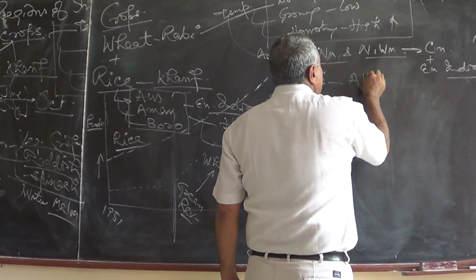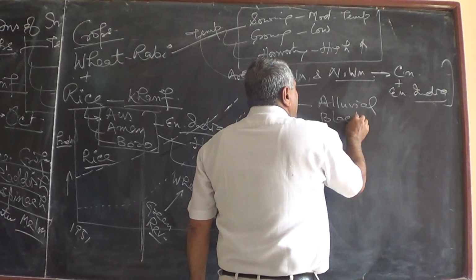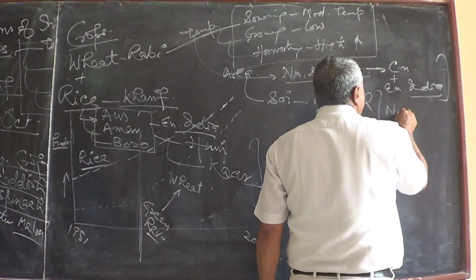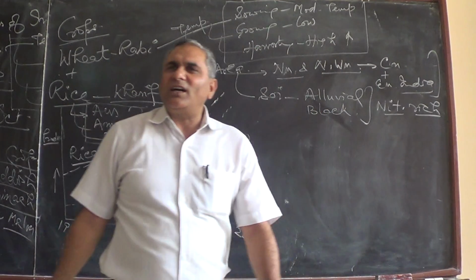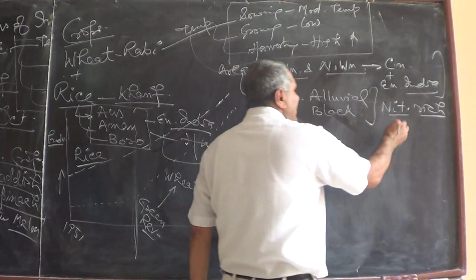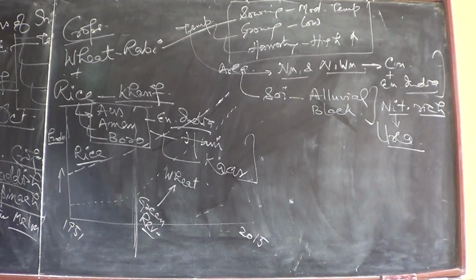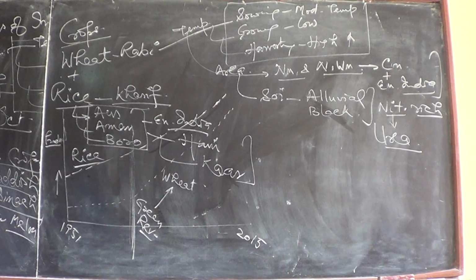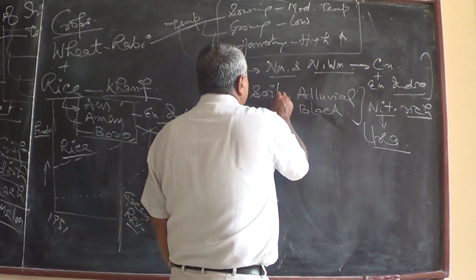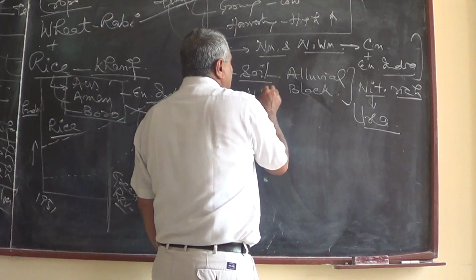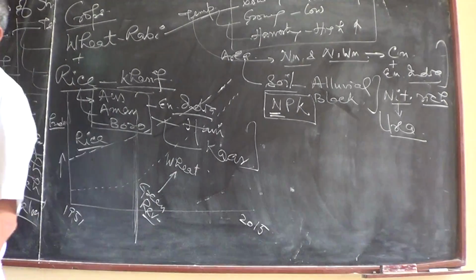It requires alluvial soil. It is good. It can be cultivated in black soil, but it requires nitrogen rich soil. That's why the farmers of India use most of the urea fertilizer. So urea is a substitute to fulfill the ammonia in the soil, to fulfill the need of the nitrogen. Basically, it requires NPK rich soil.